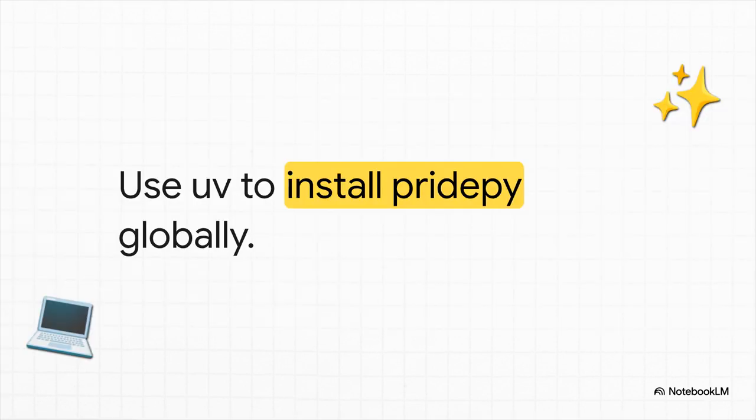If you're going with uv, it's so simple. You just type uv tool install pridepy right into your terminal. And that is it. One single line of code and you've got global access to the pridepy CLI on your machine. You can quickly verify it's working by typing pridepy --help to check out all the available commands.